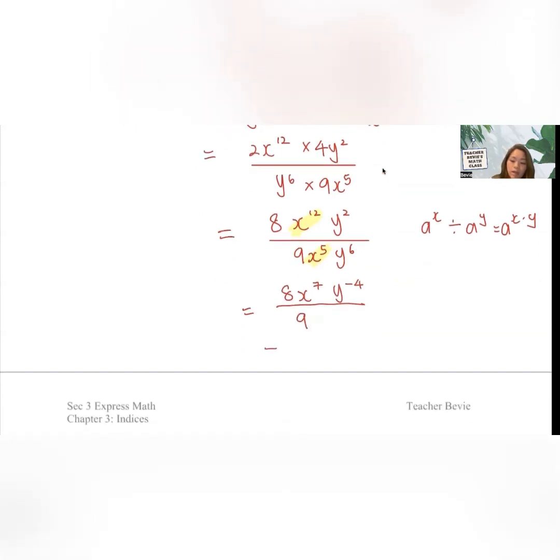So same thing, I have to shift this index down because they want it in a positive index notation. So everything else stays 8x^7 over 9. Just shift this y^-4 downwards to become a y^4. Okay, and that is in my simplest form.